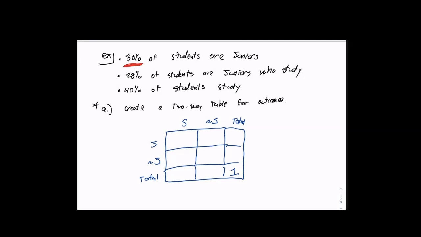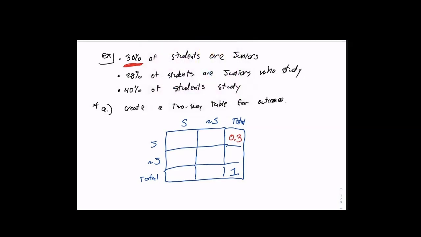The first box? No. 30% of students are juniors. Notice it only has one word. It only has one of the variables. So this is definitely a marginal. Oh yeah, sorry, under total, but the first row. Yeah, there we go, 0.3.